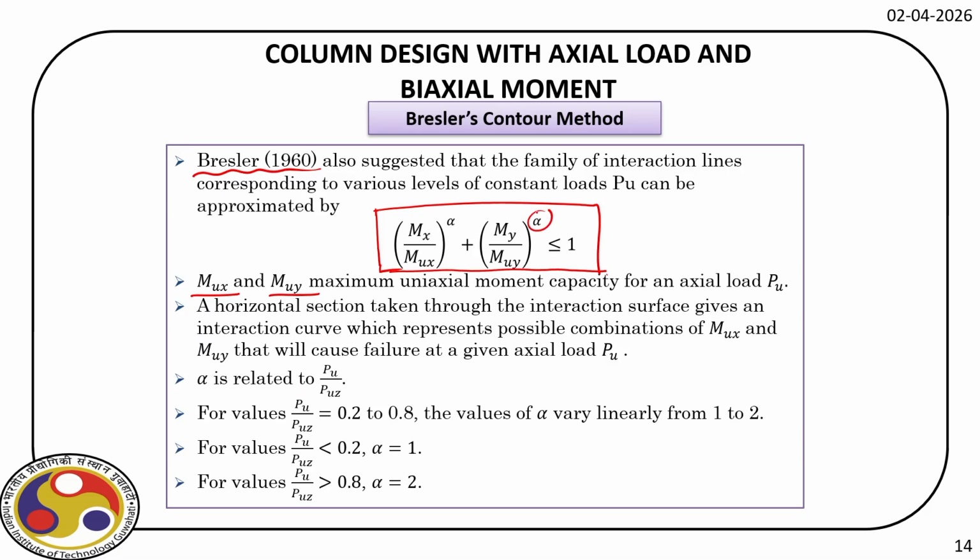Then this alpha is related to Pu by Puz, and the values for different ranges of Pu by Puz are given here, and accordingly the alpha varies. So you can see for Pu by Puz between 0.2 to 0.8, it varies linearly between 1 to 2, and if it is less than 0.2, alpha is 1, and if it is more than 0.8, alpha is 2.